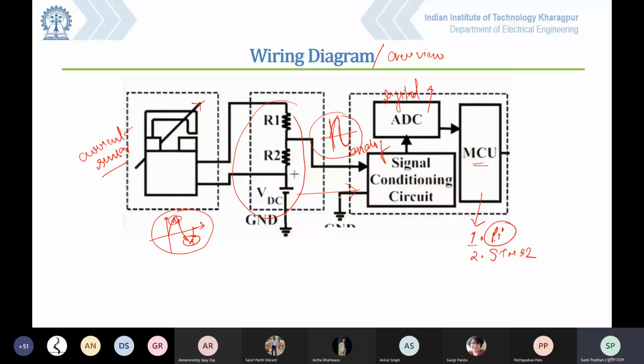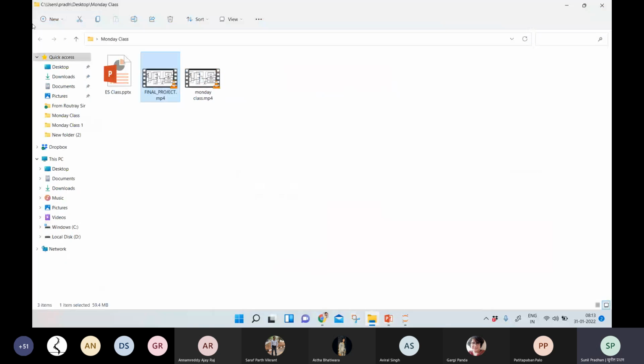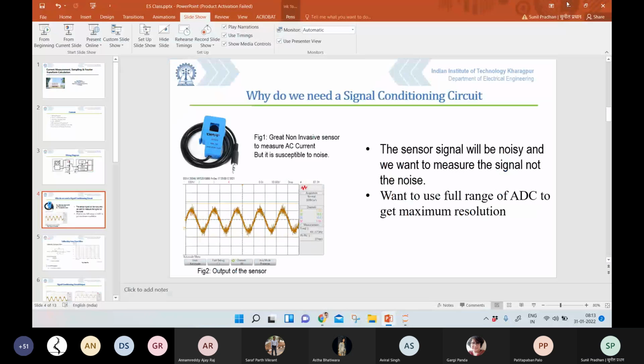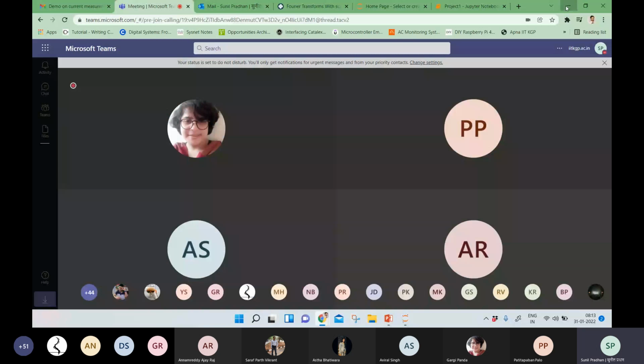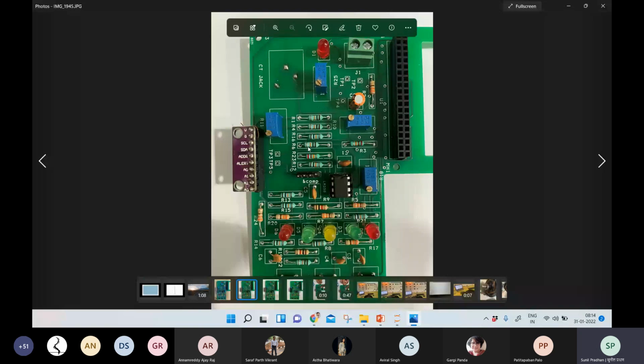So going to my next slide, my first question was why I need a signal conditioning circuit, like you have seen in this video. This is a signal conditioning circuit that we have made in our lab. So what is the use of it? Why do we want to have a signal conditioning circuit? So for that, going back to the PPT.